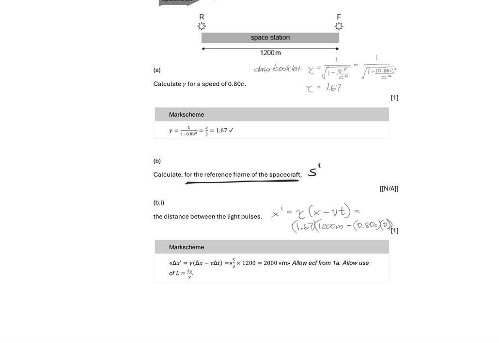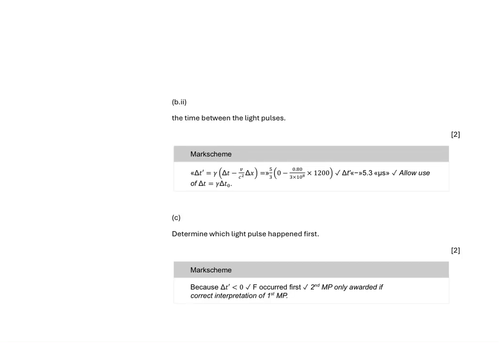And so x prime, the distance between the pulses, is gamma times the actual distance as measured from the space station, minus the speed of the spacecraft times the time, but the time from the space station's point of view is that the lights were simultaneous. So t would be 0, and so the vt aspect drops out, and so we just have 1.67 times the length as measured from the space station, which gives us 2,000 meters. And that agrees with the mark scheme. And then for BII, instead of the lengthened position between the light pulses, now we're going after the time.